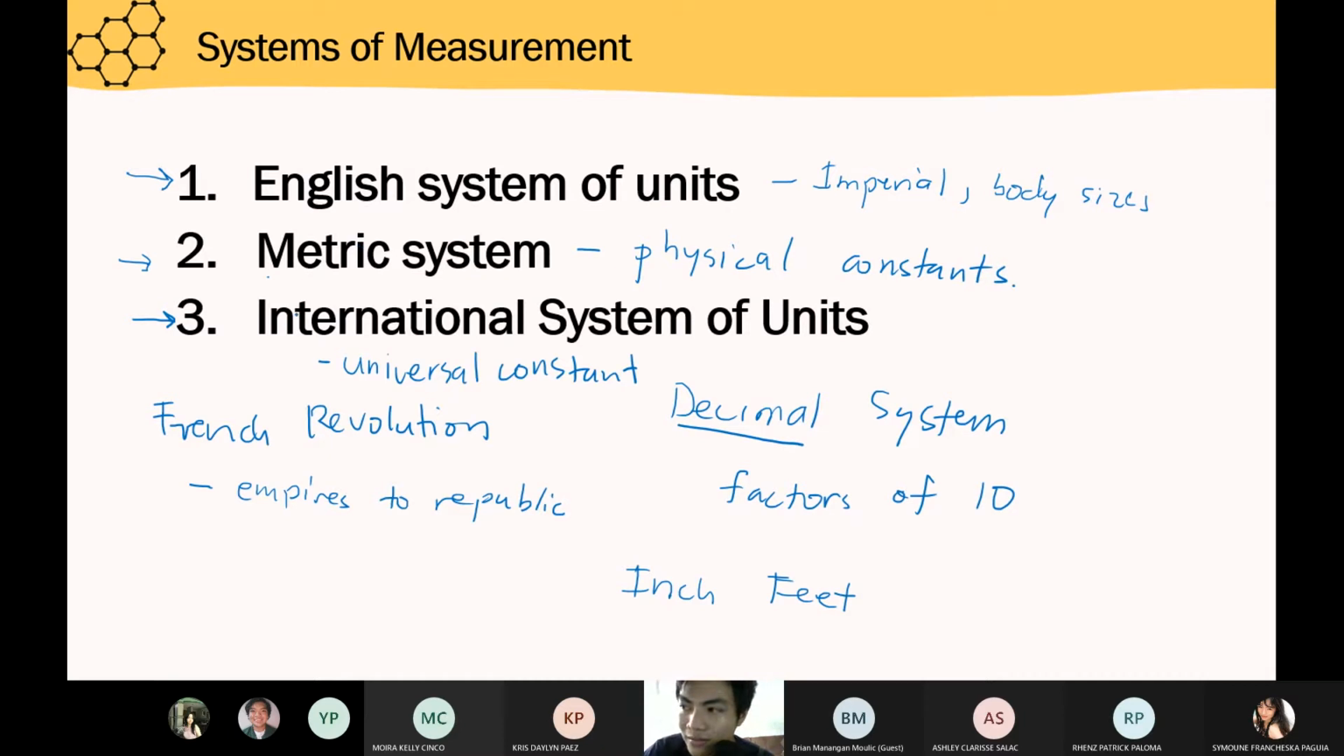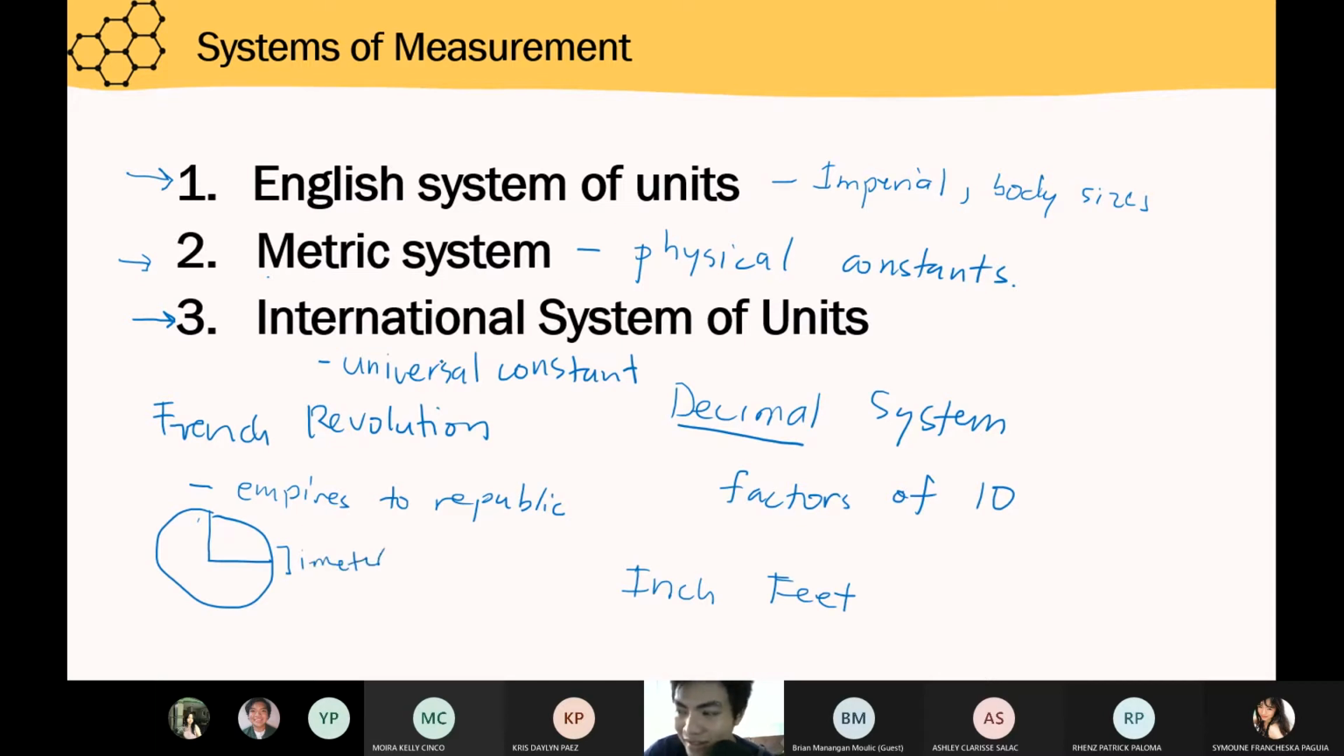So that's the only difference between metric and SI units, no? Instead of using physical constants, we use universal constants. For example, the meter was literally the size of a meter stick. How did they define that size as the meter? They divided the distance between the North Pole and the equator into certain portions, and that size is 1 meter. That's what they agreed on.